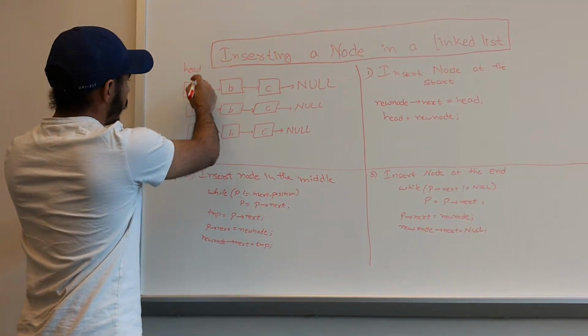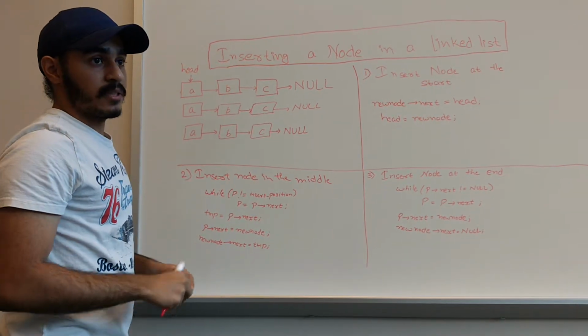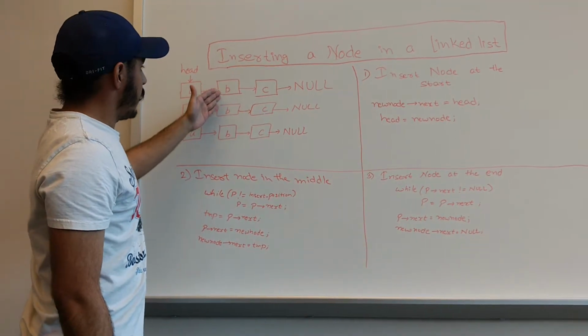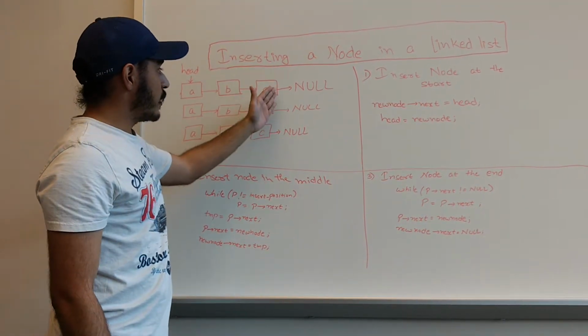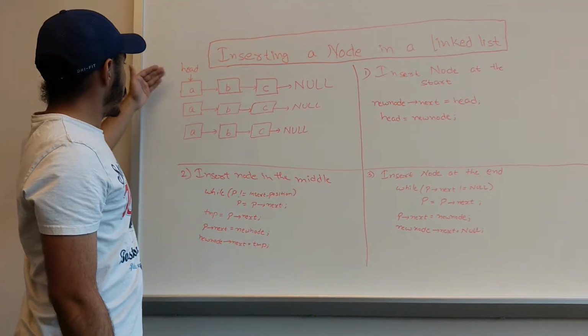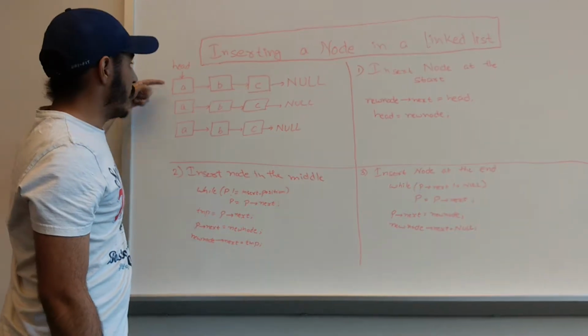So each node has a data. Data could be an integer, or it could be a character, or it could be a string. And each node has a next pointer that points to the next element in the linked list. Finally, we reach the end of the linked list, and the last element points to the null element. And so as to start traversing the linked list, we also have a head element that always points to the first node in the linked list.